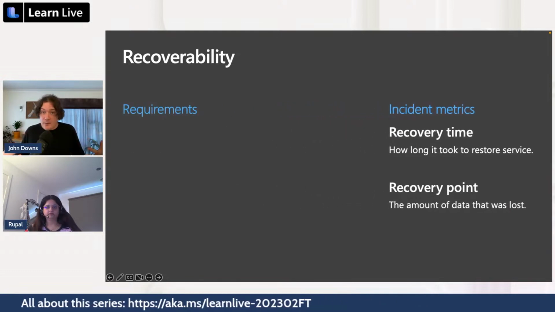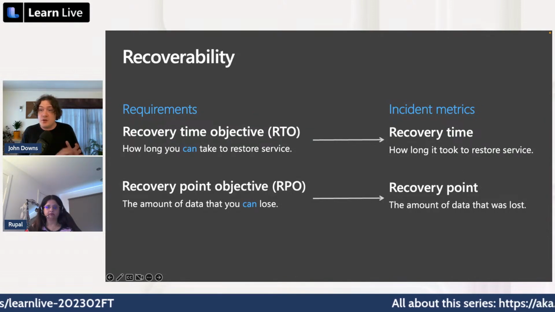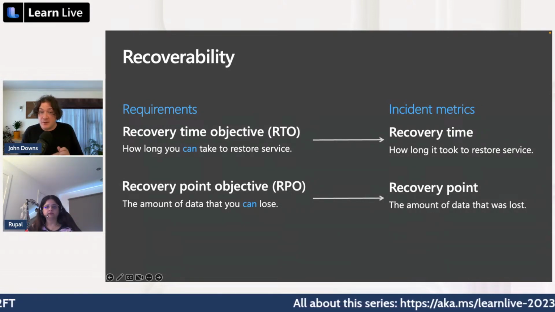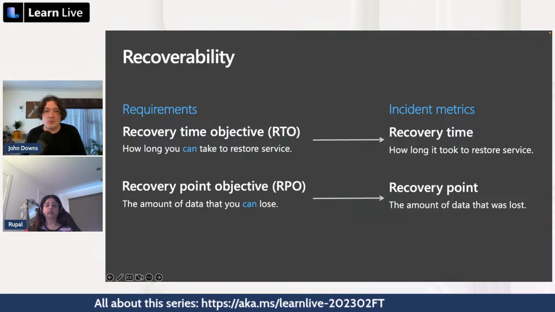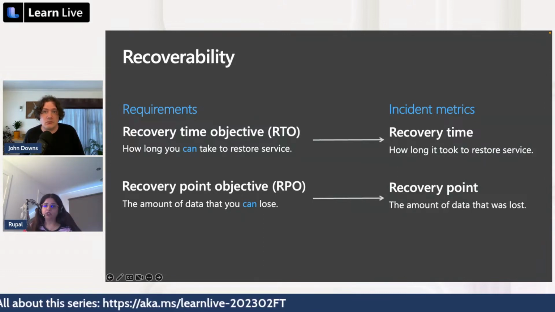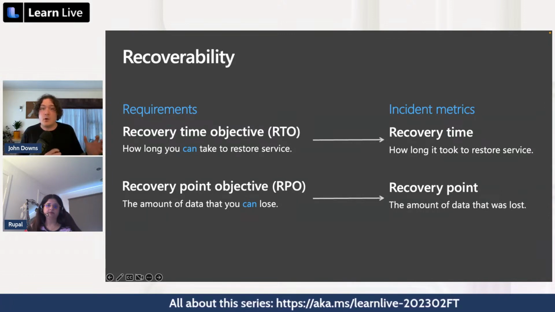When we want to set requirements and when we want to anticipate how we'll recover from outages, we use the terms recovery time objective and recovery point objective to describe those. So they are objectives because they are what we are aiming to achieve or exceed? Exactly, that's right. And sometimes we use the terms RTO and RPO for short. So these are our requirements, right?